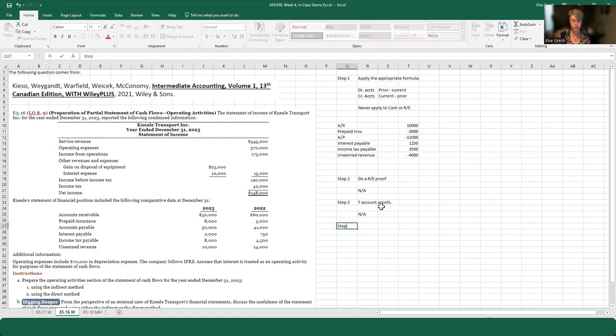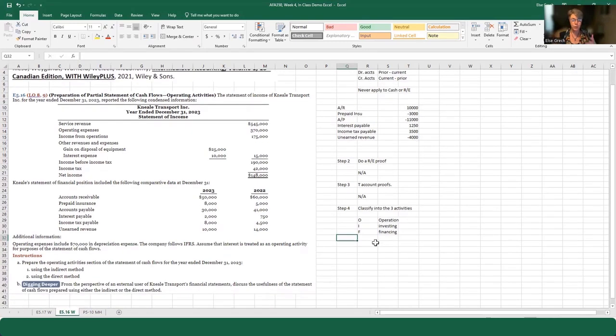Okay, so step four is to classify into the three activities. And so we've got O is equal to operating, I is equal to investing, and F is equal to financing. Now, in this case, I happen to know that these are all operating, but it's still good to go through these steps so that you know exactly what's going on. And of course, step five is to create the statement of cash flows. So I'm going to do that here.